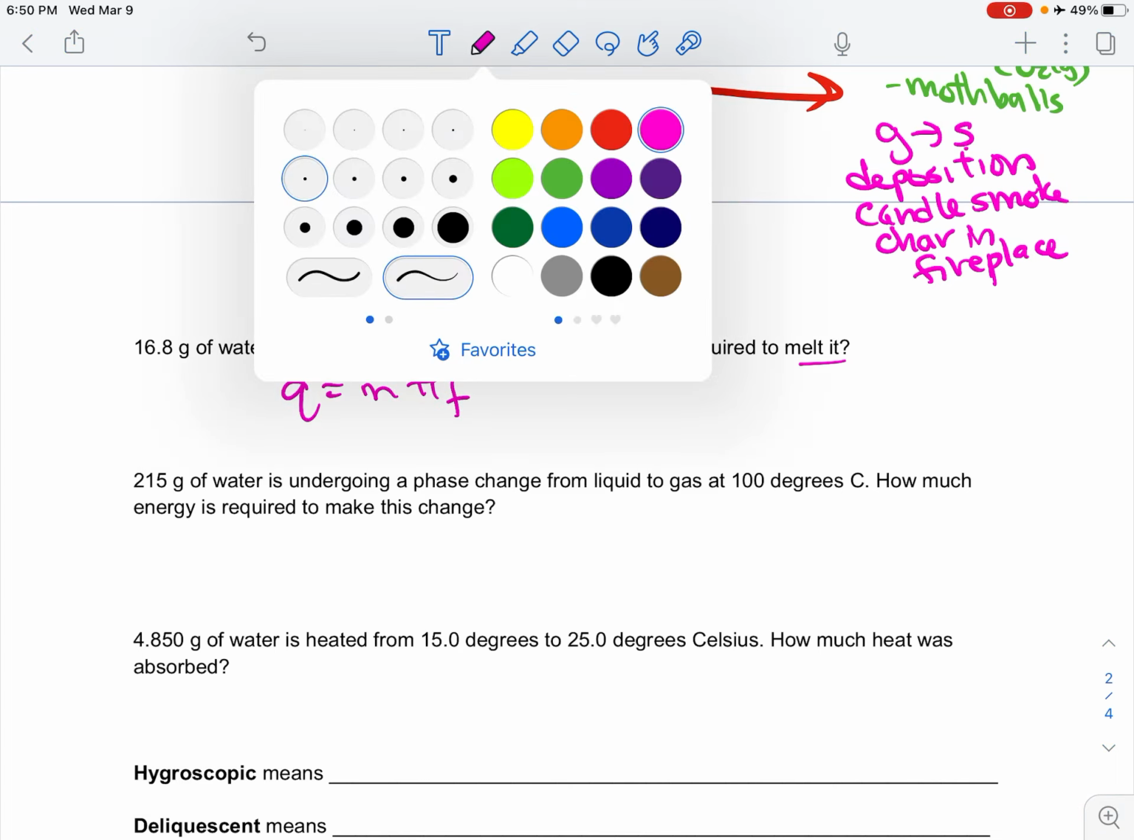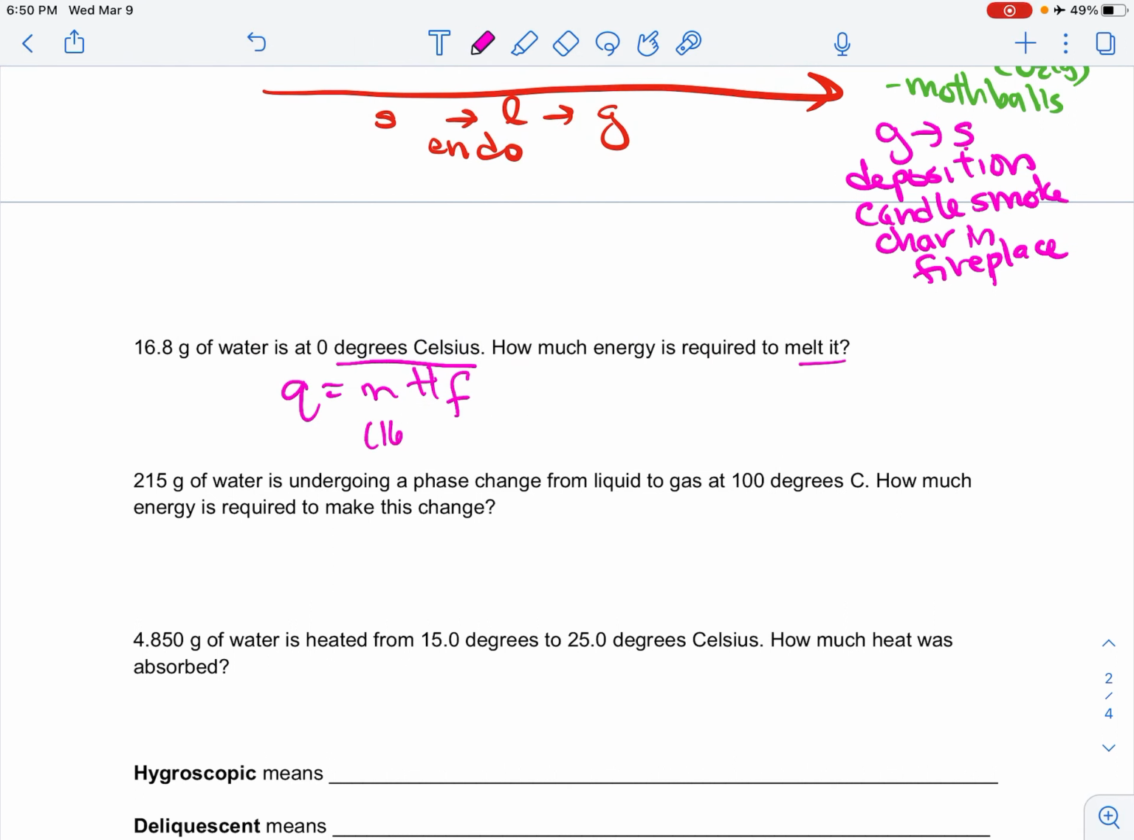So Q, well, I don't need to change that. 16.8 is our mass. And our heat of fusion is, if you look on table B, 334 joules per gram. So let's do that. 16.8 times 334 is 5611.2. And so if you were to take your sig figs, it'd be 3. So that would be joules. So 3 sig figs is 5610.